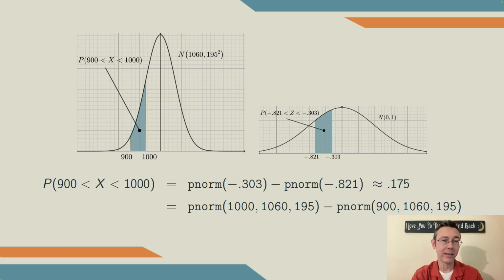That value is going to be exactly the same probability that we'll get if we do the calculation directly using the normal distribution with mean 1060 and standard deviation of 195. You can see the R code for that as well on the bottom line here. Visually, this means that the two areas that we're seeing in these two plots are exactly the same. On the right, we have the region between negative 0.821 and negative 0.303 in the standard normal distribution. On the left, the region between 900 and 1000 in the normal distribution with mean 1060 and standard deviation 195.